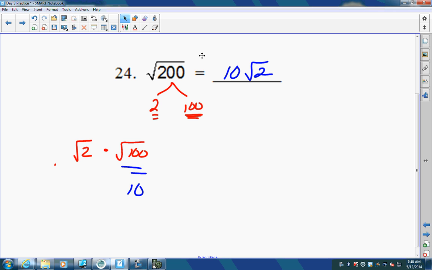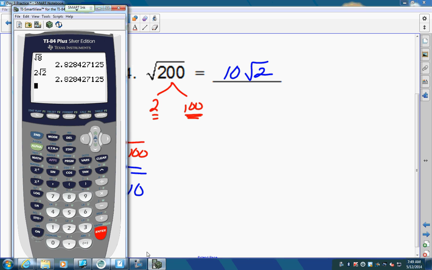Again, check them in the calculator the same way. Put in the square root of 200, enter, and then 10 square root of 2, and press enter. That way you know that you're correct.